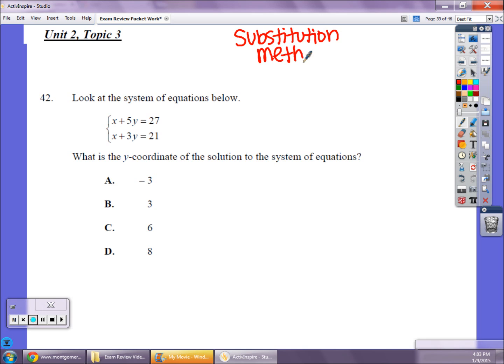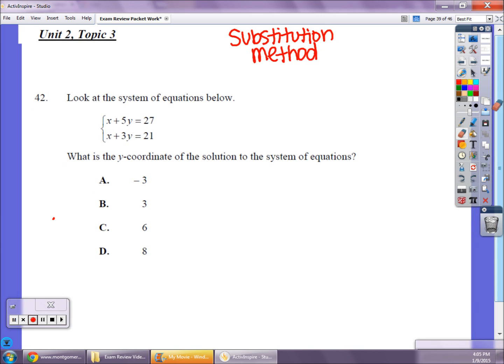All right. Okay, the easiest way to use substitution is look for the variable that is by itself. So I noticed that x is by itself for this top equation. And so what I'm going to do is I'm going to get everything else away from it. So I'm going to do that right here. We have x plus 5y equals 27. And I'm going to isolate x here. So I'm going to say x equals 27 minus 5y.